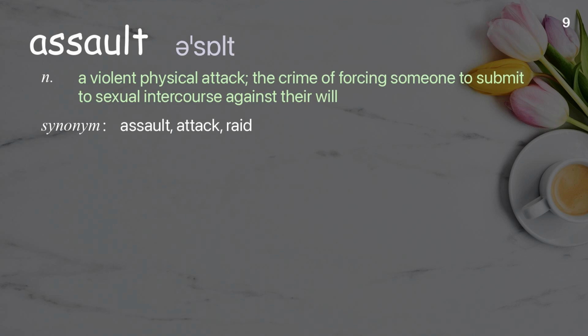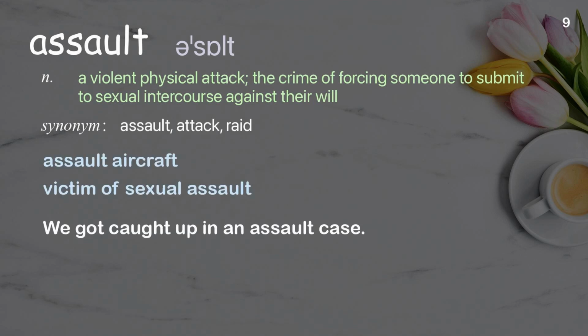Assault. A violent physical attack, the crime of forcing someone to submit to sexual intercourse against their will. Examples: Assault aircraft. Victim of sexual assault. We got caught up in an assault case.